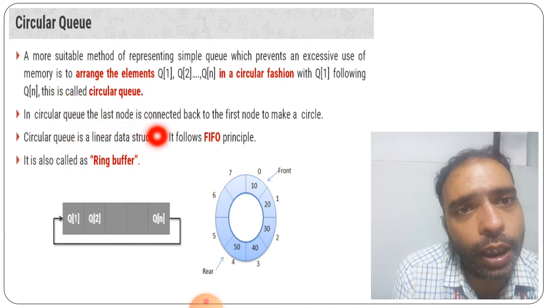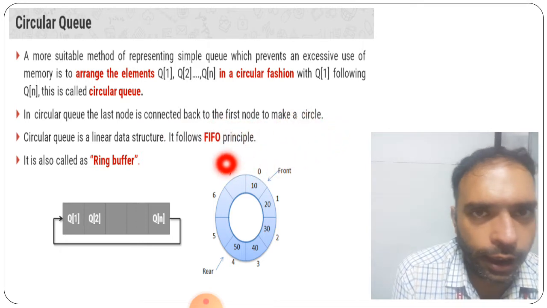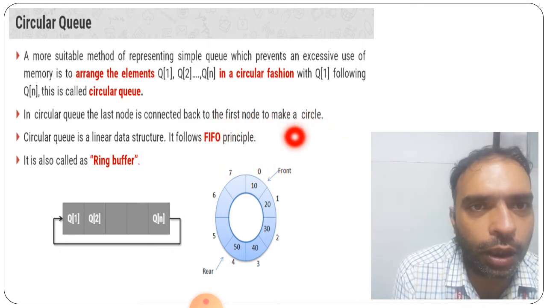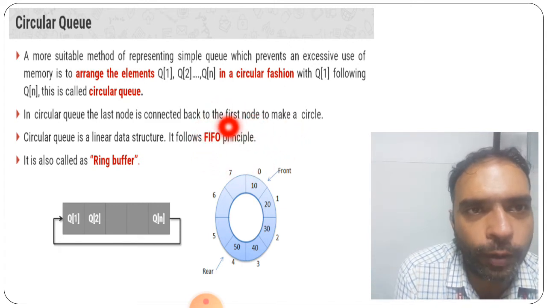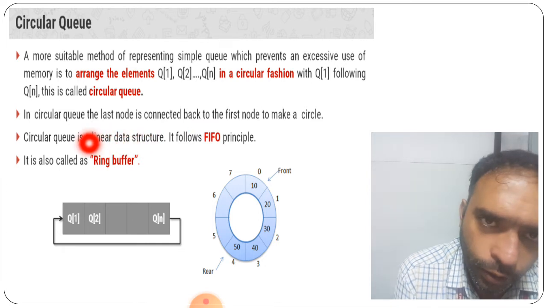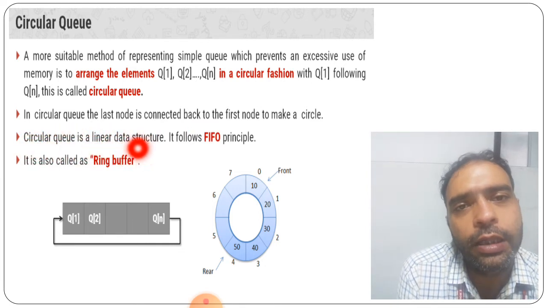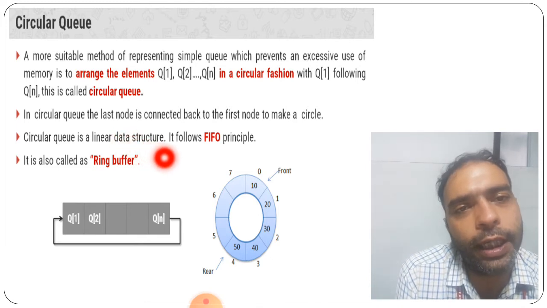So in the circular queue the last node is connected back to the first node to make a circle. ठीक है ना, तो इसमें क्या होगा, लास्ट नोड अगर फिलअप हो जाता है तो वो फर्स्ट नोड में वैल्यू अगर ब्लैंक है तो वो उसमें फिल कर सकता है. So here, there is a way to fill up the next part. So here this is also the part of the linear data structure.